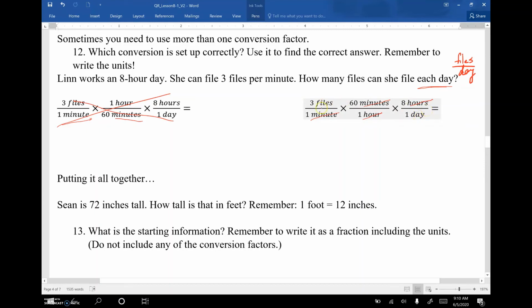So to calculate this out, we're going to do top times top times top. And so 3 times 60 times 8. And on bottom, 1 times 1 times 1. It just gives us 1 left over. And we've got files per day. So 3 times 60 times 8, 1,440 files per day. So let's put that all together.